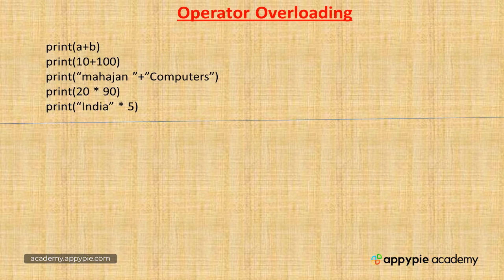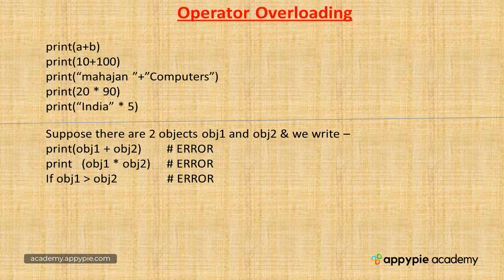But suppose there are two objects obj1 and obj2, and I want to apply these general operators, plus, minus, greater than, less than, multiplication, etc., on these objects. Suppose I write print obj1 plus obj2. Both are objects, and I am using the plus operator between them. This is going to result in an error message. Why? Because Python does not know how to add two objects. By default, it does not know how to multiply two objects either. Hence, print obj1 into obj2 will also result in an error message.